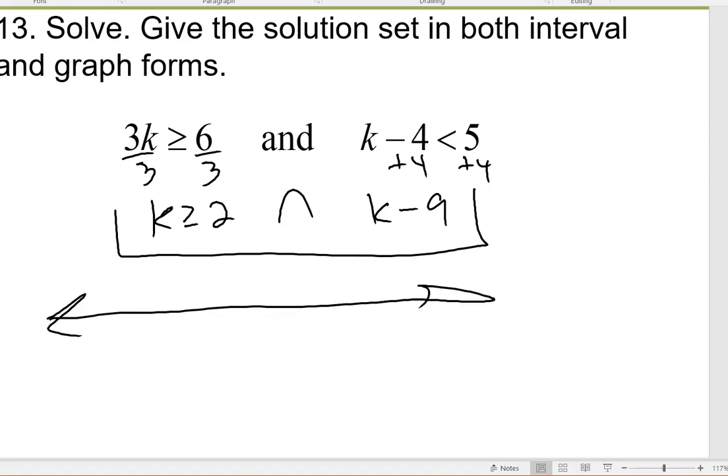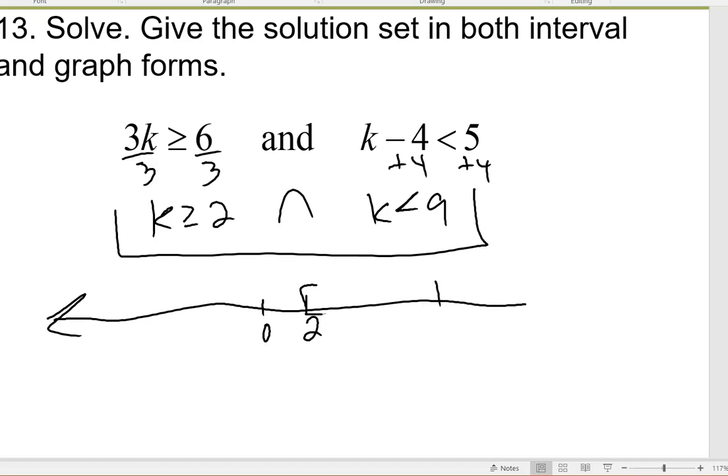The graph, 2 greater than or equal to, this was supposed to be less than 9, I don't know what I had there, k is less than 9, weird. So we will stop somewhere over here at 9. Less than would be to the left, and means we only keep the overlap between those two. So between 2 and 9.